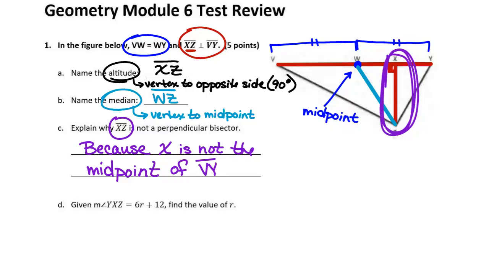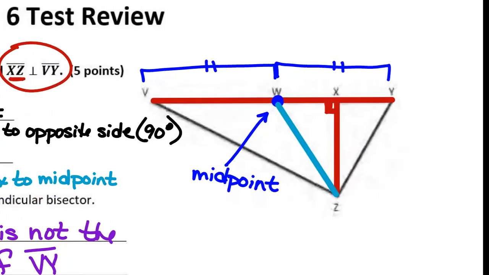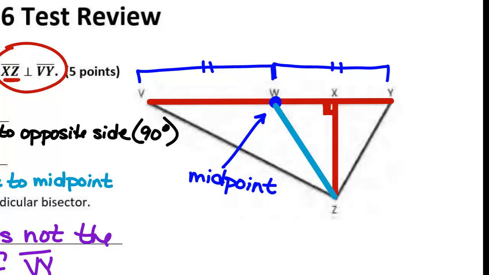All right, last question. Given that angle YXZ is equal to 6r plus 12, find the value of r. Where is angle YXZ? Yep. YXZ would be this angle right here. How big is that angle? 90. We were told that XZ was perpendicular to VY.